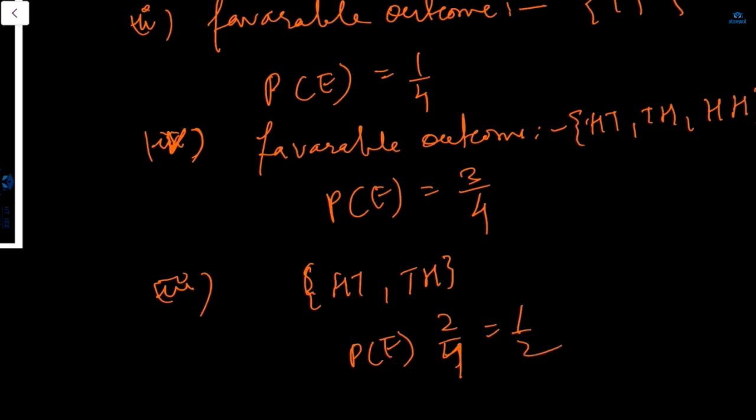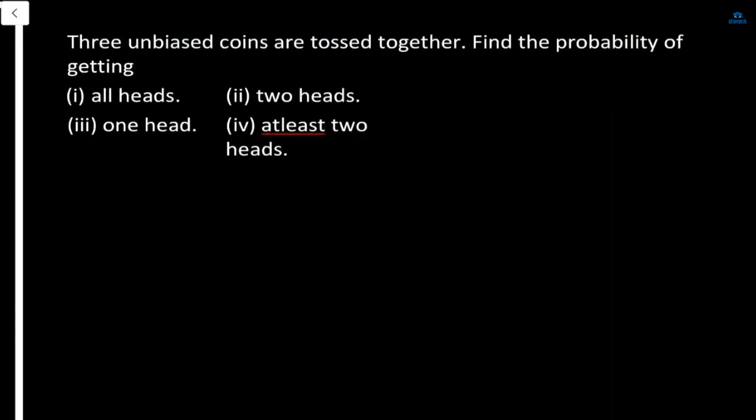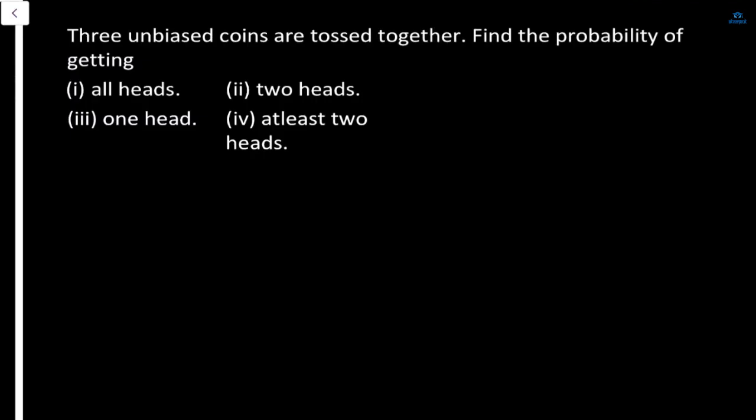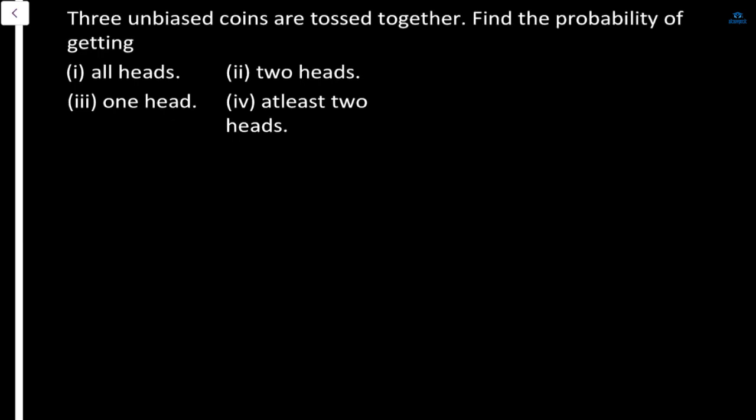Any doubt? Now I'll give you a question. Is that okay? Yes, ma'am. Do this question. Done. Yes, ma'am, all done. So all heads. What is the probability of getting all heads? Ma'am, 1/6. Actually, I was with 3. I had not checked the question.